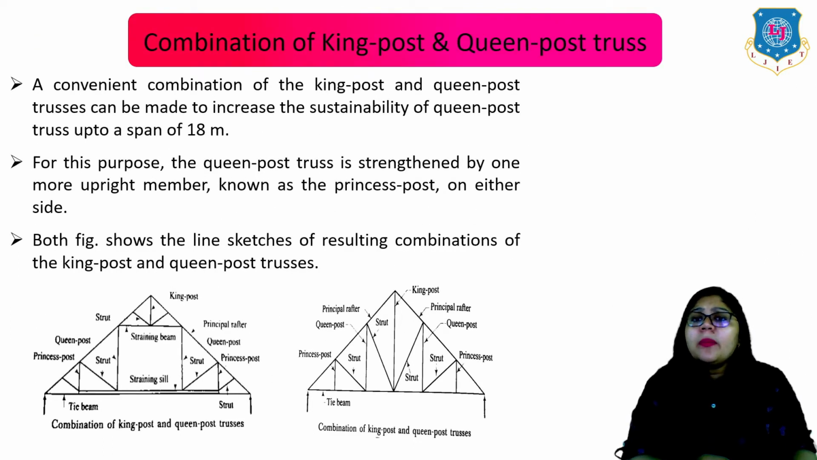Now, some combination of this king post and queen post we can use, and when we can use this. A convenient combination of these two can be made to increase the sustainability of queen post truss up to a span of 18 meters. For this purpose, the queen post truss is strengthened by one more upright member known as the princess post on either side.